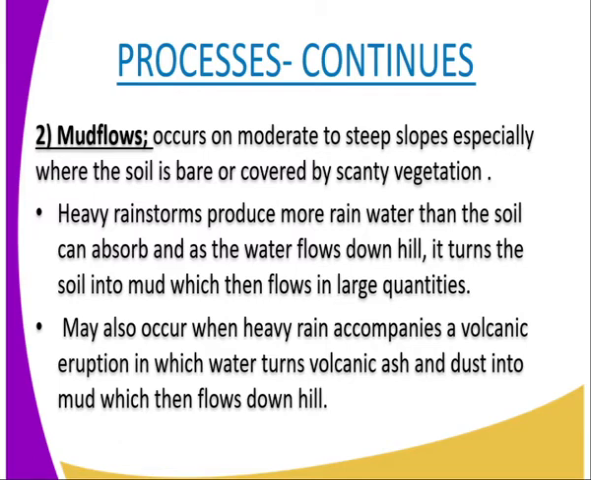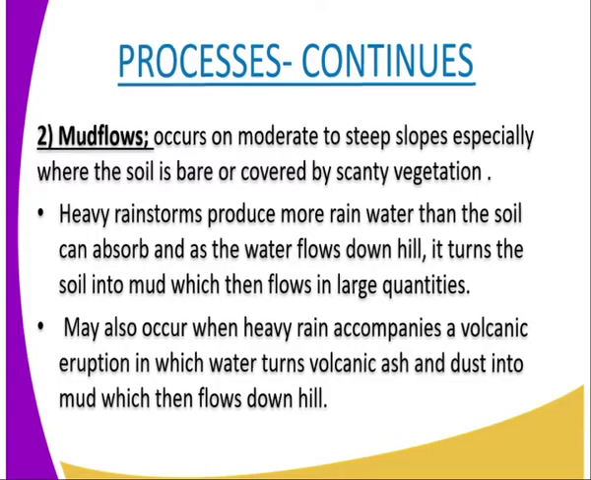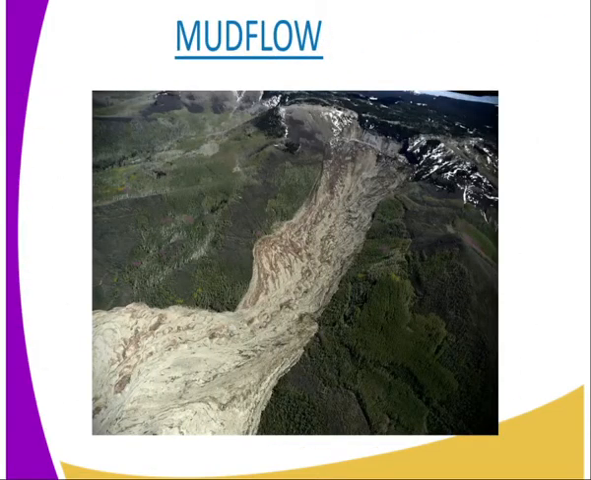Heavy rainstorms produce more rainwater than the soil can absorb. Much of that heavy rainfall is not absorbed and goes to surface runoff. As the water flows downhill, the surface runoff carries soil with it in the form of mud, which flows in large quantities. It may also occur when heavy rain accompanies a volcanic eruption, in which water turns volcanic ash and dust into mud, which then flows downhill. Let us see how it looks. The soil has been mixed with water as surface runoff and swept away. You can see the way it is moving.